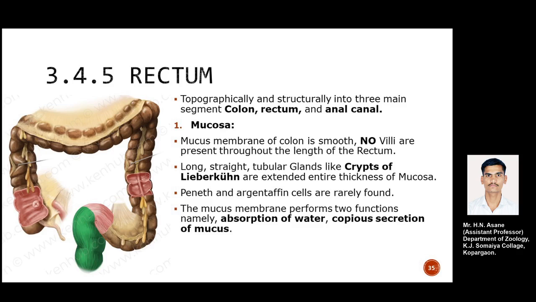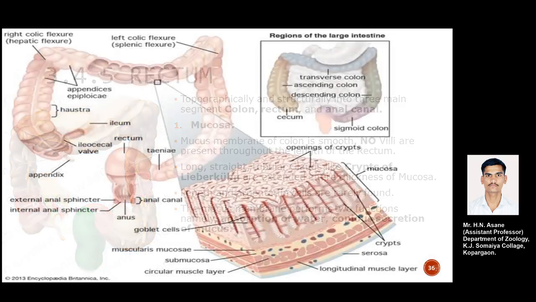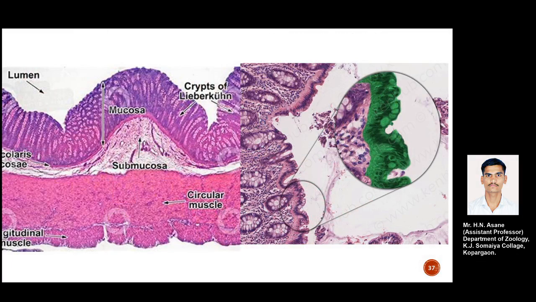But the muscularis mucosae consists of an inner circular and an outer longitudinal layer of smooth muscle. As you can see in this picture, this is the rectum, with the highlighted structures. These are stained with hematoxylin and eosin stain.